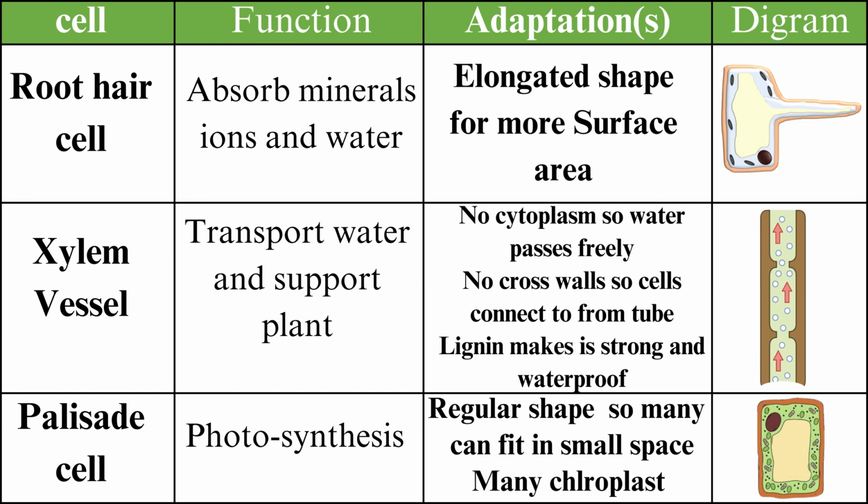Xylem vessels, transport water and support the plant. No cytoplasm, so water passes freely. No cross walls, so cells connect to form a tube. Lignin makes it strong and waterproof. Palisade cell, photosynthesis, regular shape, so many can fit in a small space, many chloroplasts.